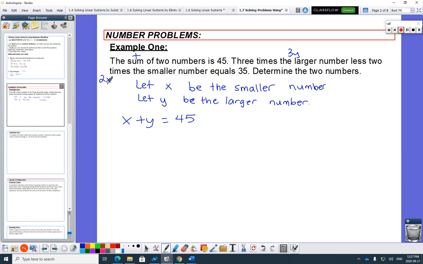So when you do this, 3 times the larger number, subtract 2 times the smaller number. That's a little bit ugly. So then in your head, you might write it like negative 2x plus 3y equals 35. It doesn't really matter. You're just going to rearrange.